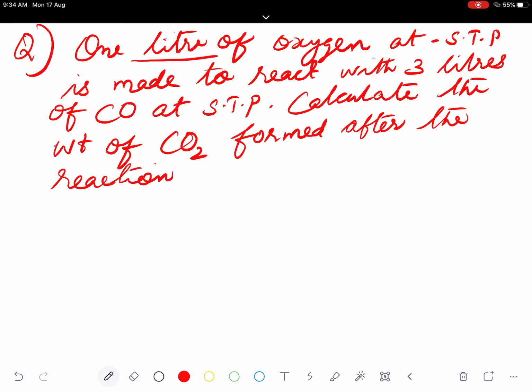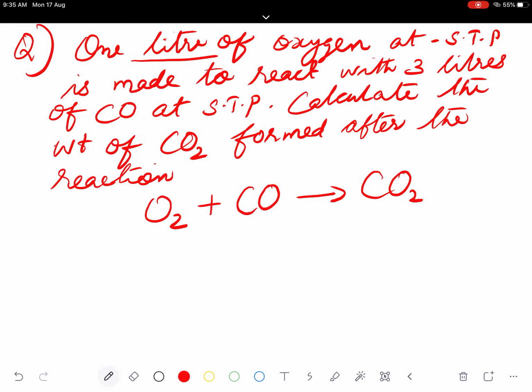Now you have to construct a balanced chemical equation. Let's write the equation first. 1 liter of oxygen, that is O2. Oxygen means O2. It is made to react with 3 liters of carbon monoxide, CO, to produce what is given. Calculate the weight of CO2, that means CO2 is produced. This is the equation. First of all, you balance it.